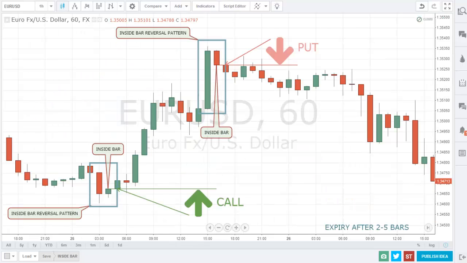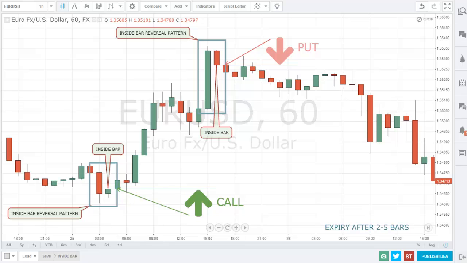Okay, now let's talk about another reversal pattern which is called inside bar. An inside bar is a reversal formation characterized by a bar that forms totally within the trading range of the preceding bar. Inside bars reflect a balance between the buyers and sellers, or in other words, uncertainty in the market, which is sometimes later resolved by a change in trend.